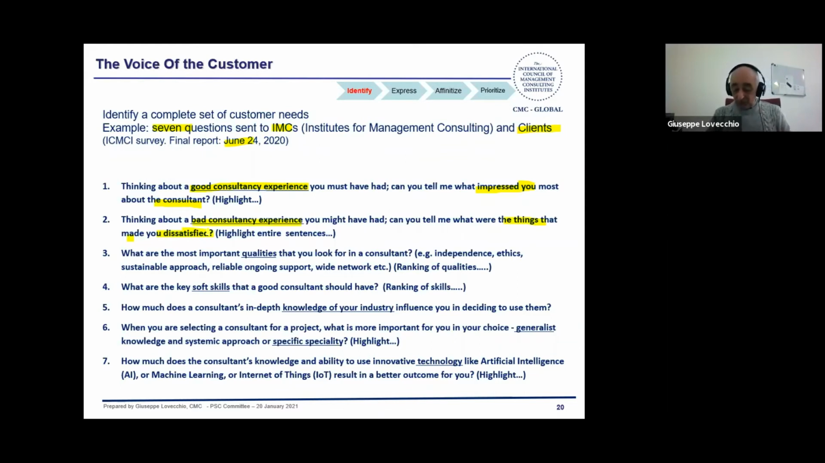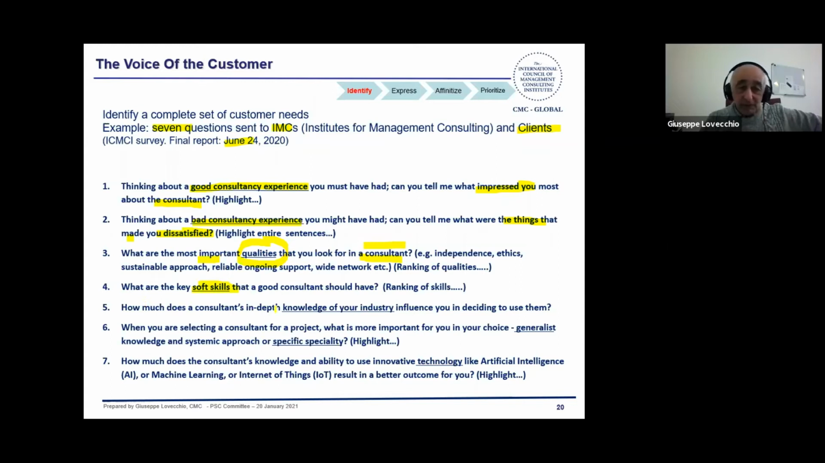Qualities, you know, you naturally have some qualities, no? So it's really interesting to see what qualities a client appreciates in a consultant and in his job. The fourth question speaks about skills, about soft skills. So what are the soft skills that you appreciate in your consultant?